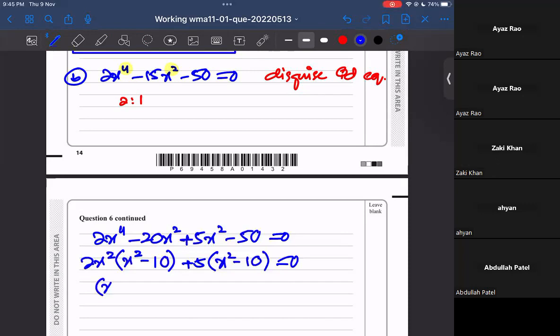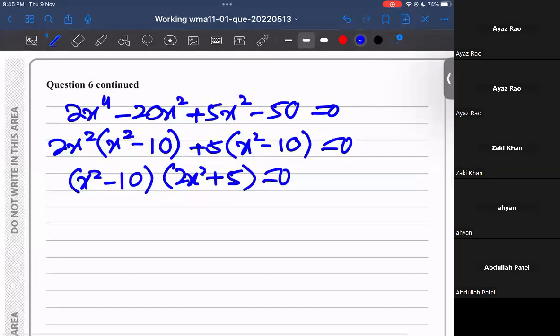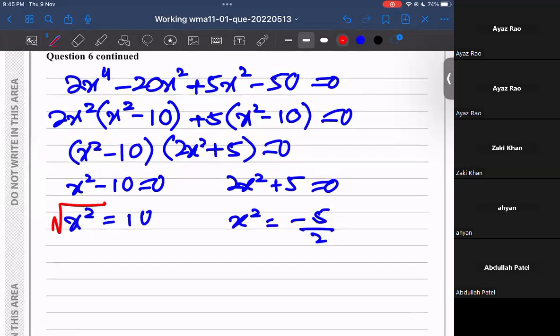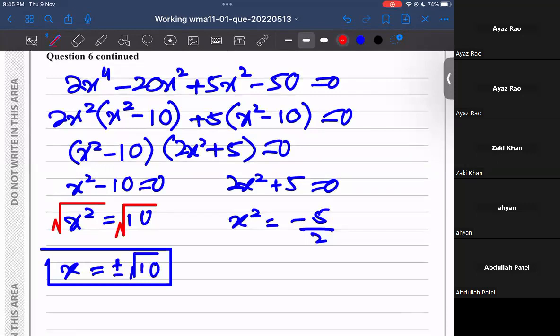I'm going to have 2 separate equations: x square minus 1 equal to 0, or 2x square plus 5 is equal to 0. And I have x square equals 10, x square equals minus 5 by 2. Now, if you take the square root on both sides, you will get the value of x from this equation. We're going to have the x value as plus minus root 10. And from this equation, I will not get any answer, because beta, root of a minus, we cannot have an answer because of this. So I'm just going to write not possible.